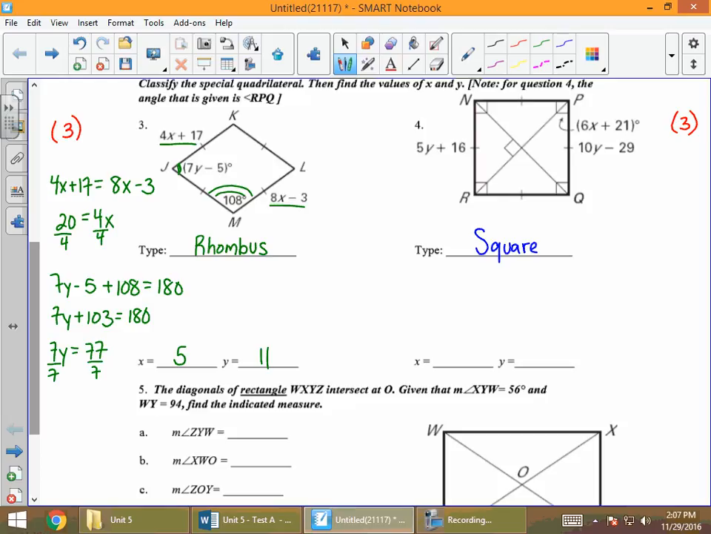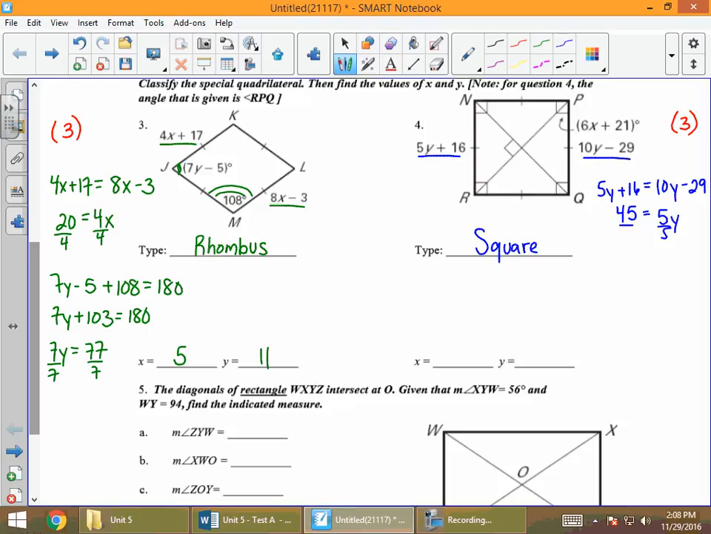I'm going to find y first. 5y plus 16 and 10y minus 29. Those two things are opposite sides. They have to be congruent. So 5y plus 16 equals 10y minus 29. Subtract 5y on both sides. So 10y minus 5y is 5y. Add 29 to both sides. So 16 plus 29 is 45.